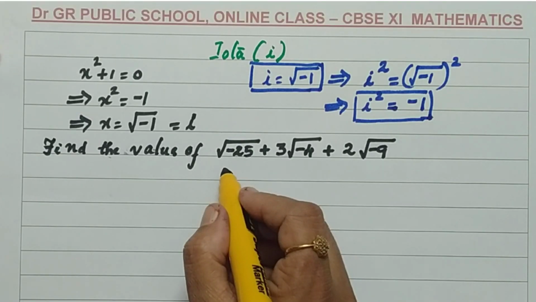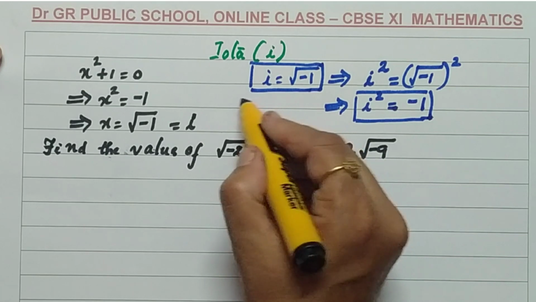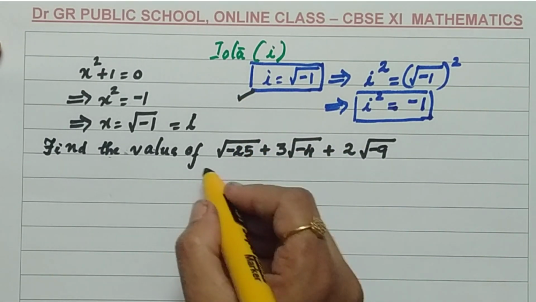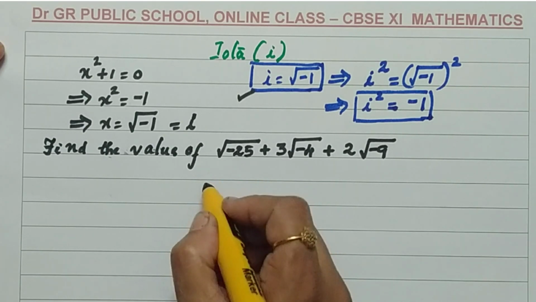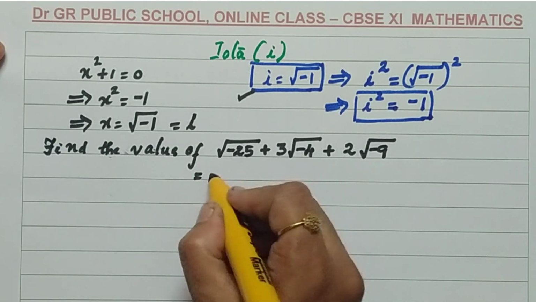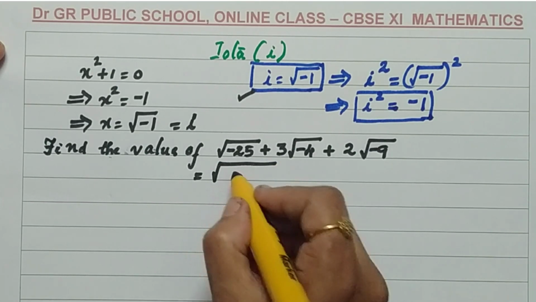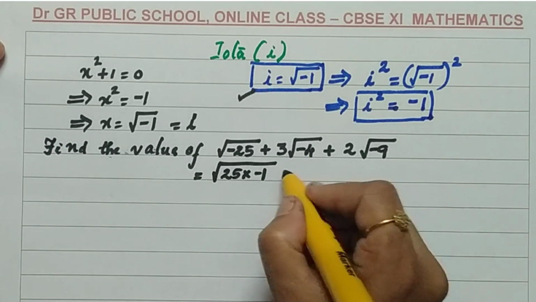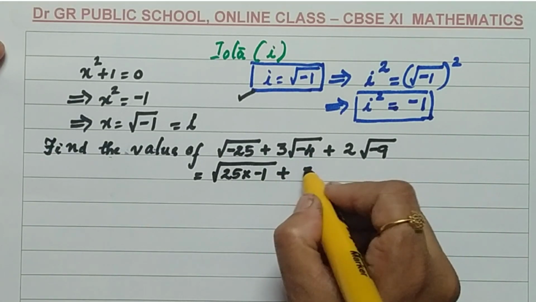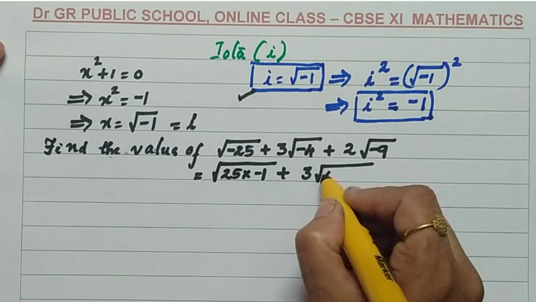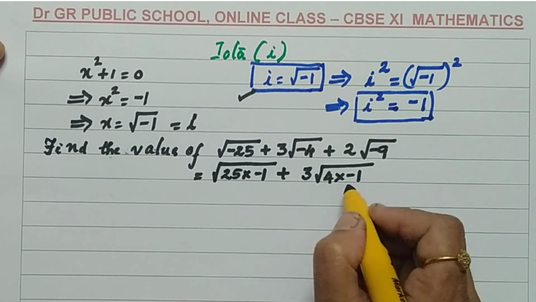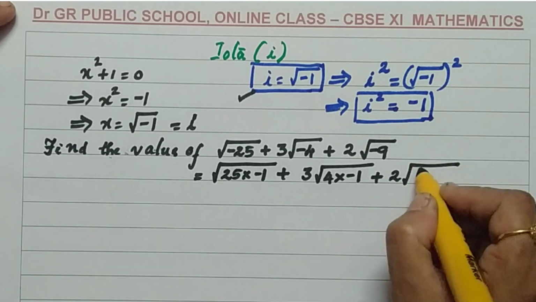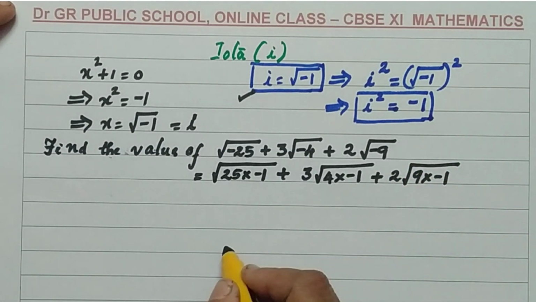Okay, we can simplify this. Remember this value i equals root of minus 1. So I am going to make a simplification here. Root of minus 25 can be written as root of 25 into minus 1. Plus, this can be written as 3 into root of 4 into minus 1, that is minus 4. Plus 2 into root of 9 into minus 1, that is minus 9.